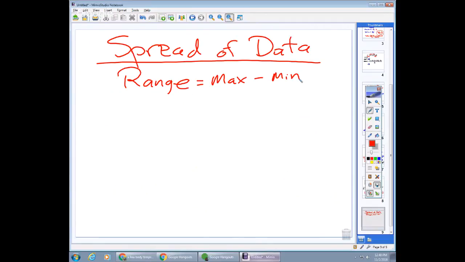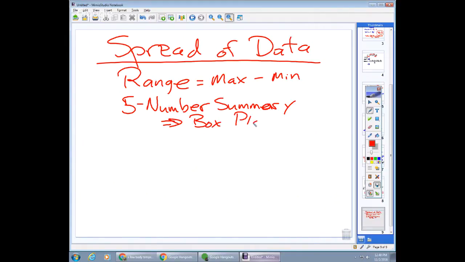Okay. Other way is the 5-number summary, which is more helpful when you turn it into a box plot. Okay. So that helps us talk about the spread of the data. Deviation also helps us talk about spread.